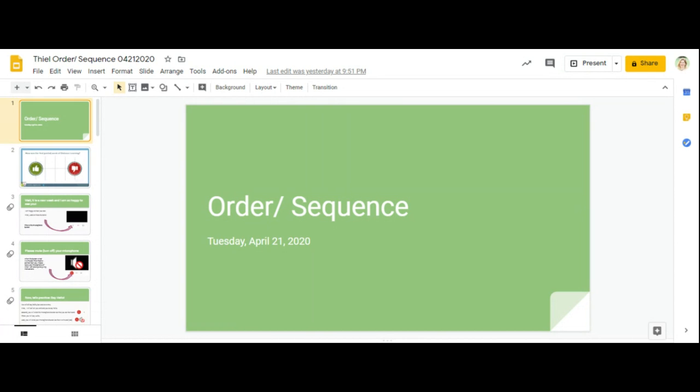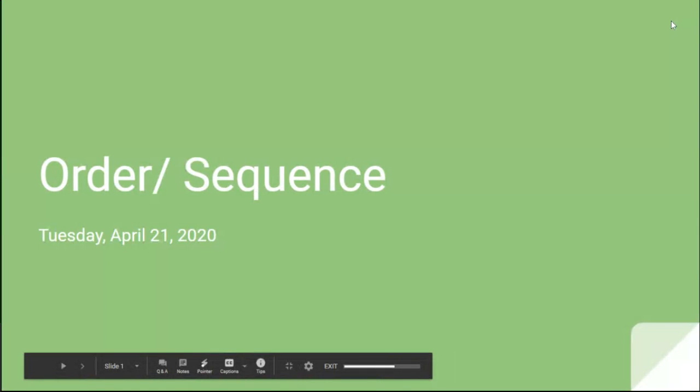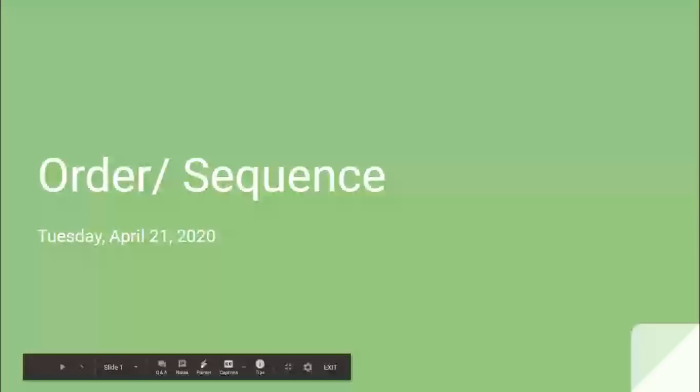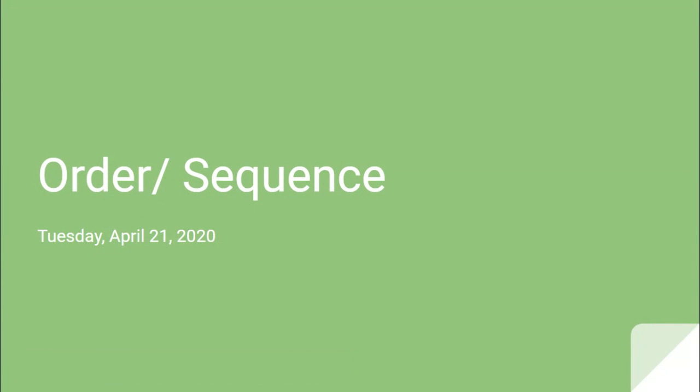Okay, so let me go to my lesson. So today's lesson is about order and sequence, secuencia. Okay, when we tell a story, when we talk about our day, we use words such as first, primero, second, segundo, next, luego, finally, finalmente. These order words, or these sequence words, help us understand how things happen, in what order.